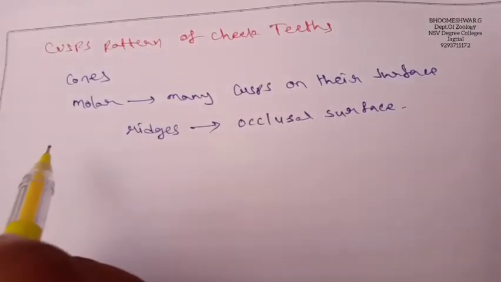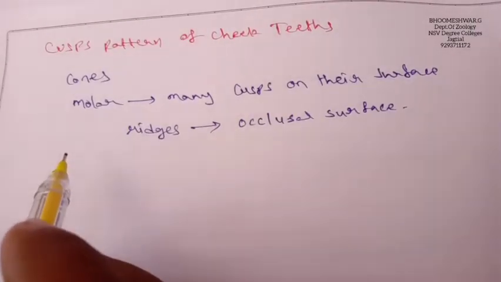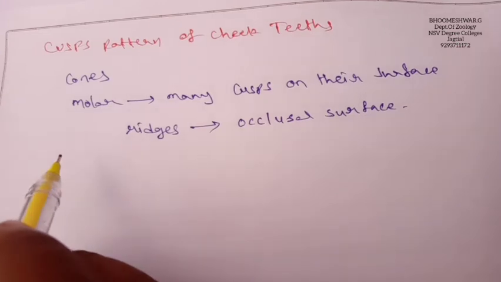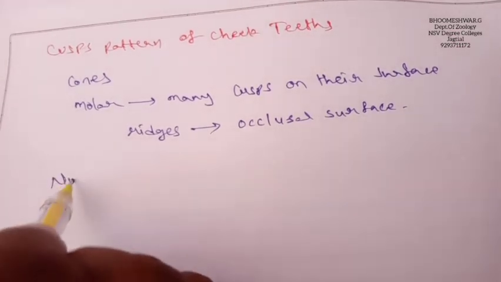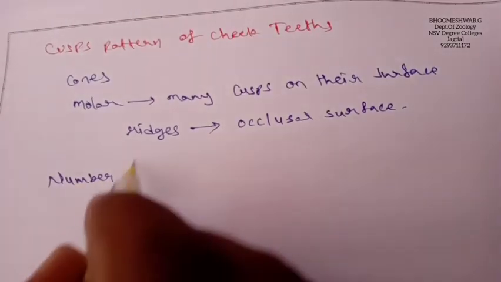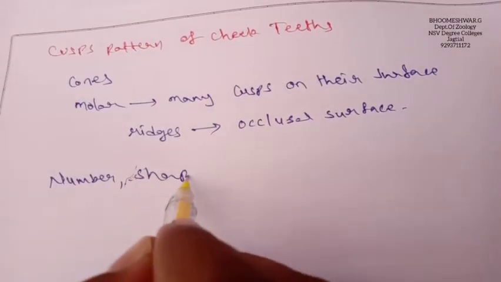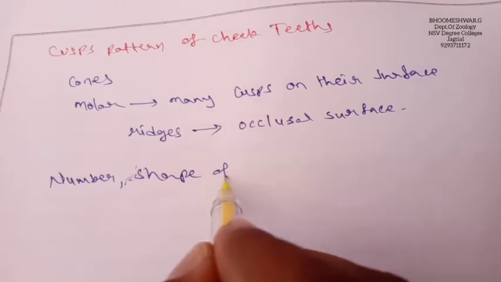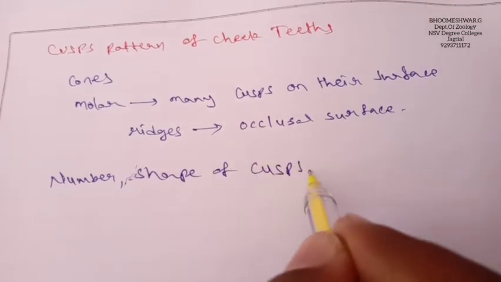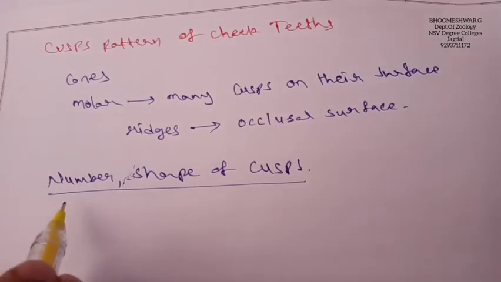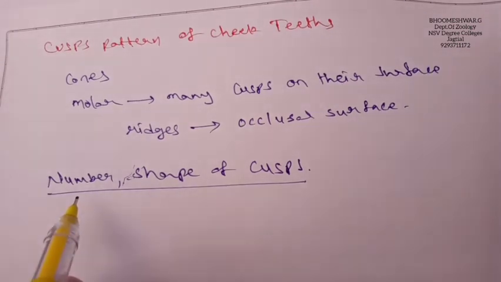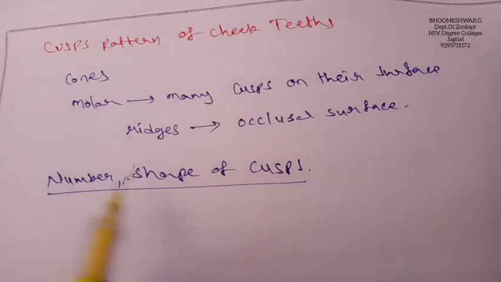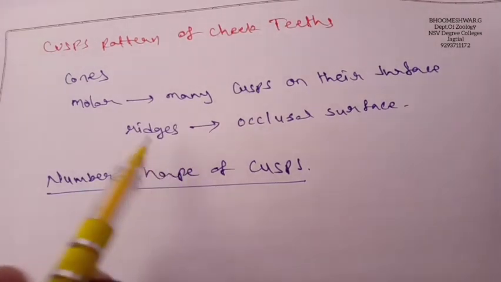The molar cusps are recognized by different names, depending on the number of cusps and their shape. Now I am discussing the different types of cusp patterns located on the molars, depending on the number and shape of cusps.